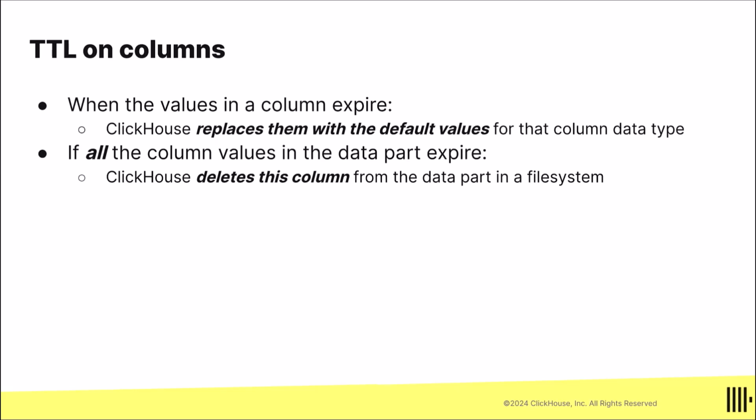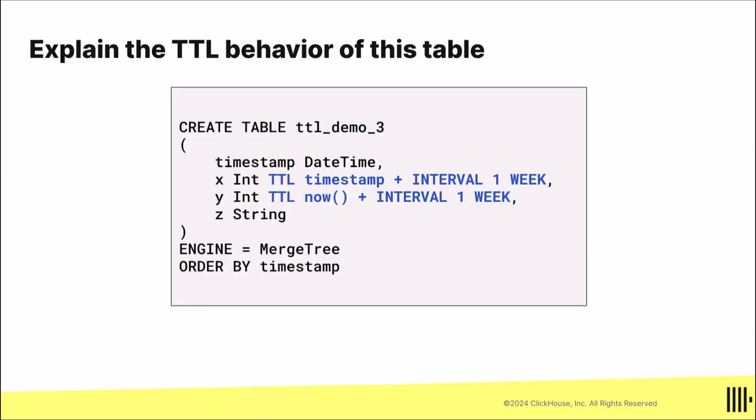And then eventually, assuming your TTL has some sort of logic to the timestamp and everything, you would think that at some point in time, all the columns in the column file would have expired. And if that's the case, then ClickHouse can just delete the whole column file off the file system. And that's how TTL on columns works.